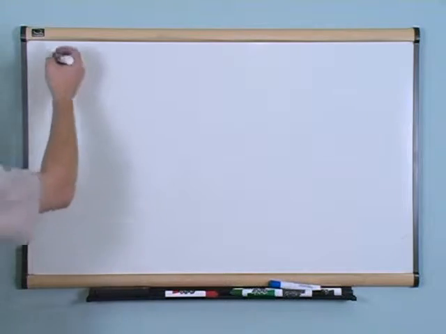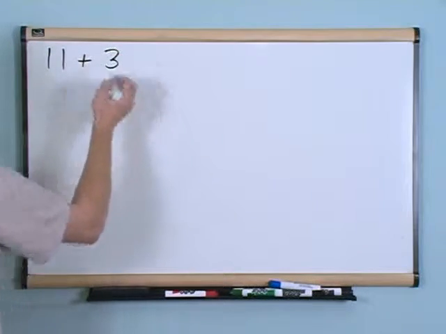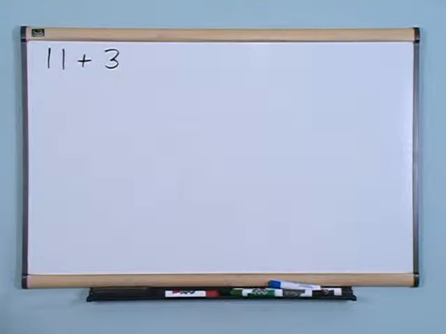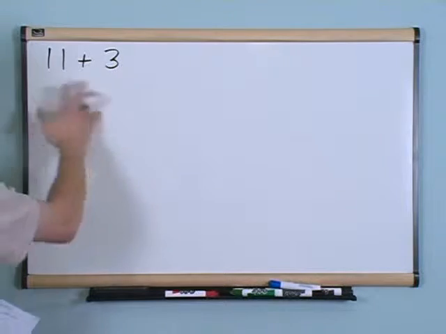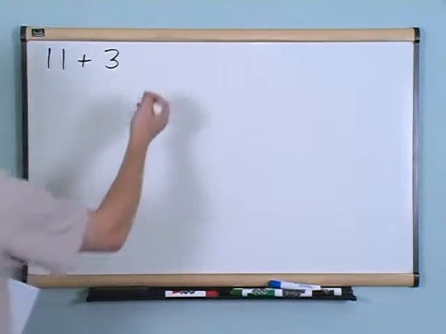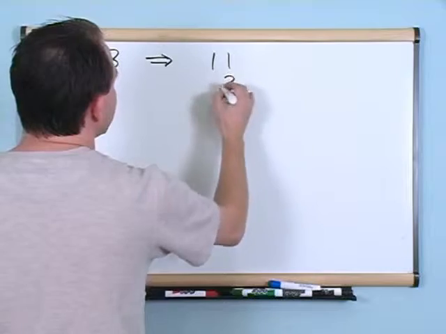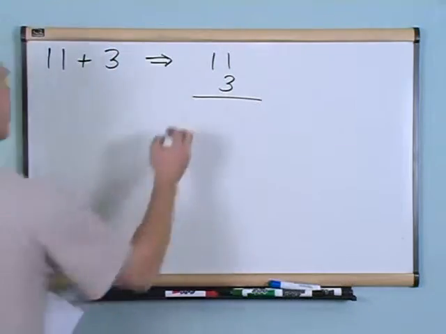Okay, let's do 11 plus 3. Okay, now you see the only difference between this problem and the last problem is that the numbers are a little bit bigger. It's really the same concept though. So what we're going to do is we're going to put 11 on the top and 3 on the bottom. Okay, and we're going to put a plus sign.